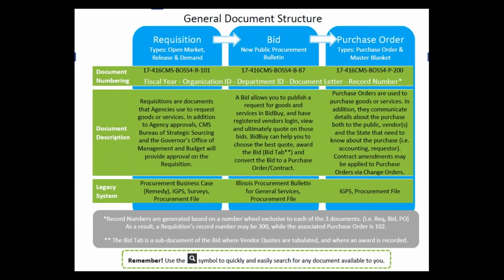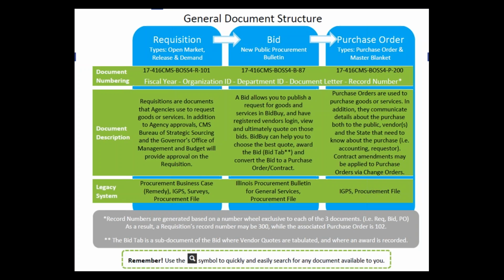The general document structure within the system is requisition to bid to PO. As I stated, there are other situations that don't go through all three of those stages, as the release off master does go directly from the requisition to the purchase order. But it is important to know that each of these is called a document within the system.